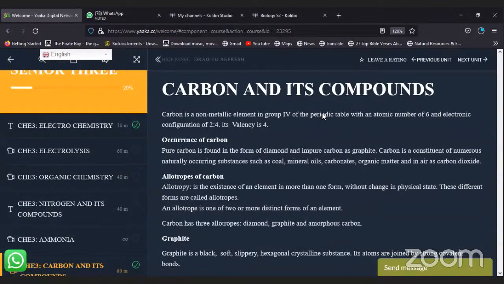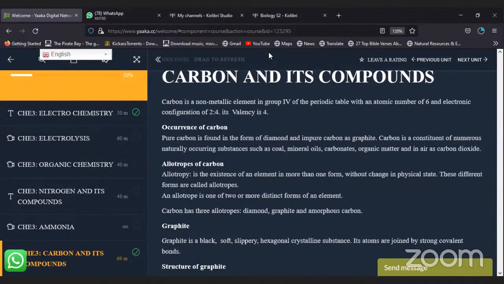Carbon is a non-metallic element in group 4 of the periodic table, with an atomic number of 6 and electronic configuration of 2, 4. It has valence 4. Okay. Carbon has valence 4. Let us look at the occurrence of carbon. Pure carbon is found in the form of diamond.